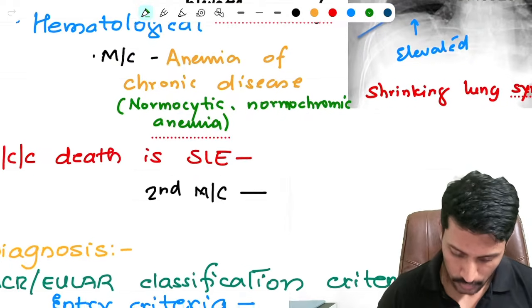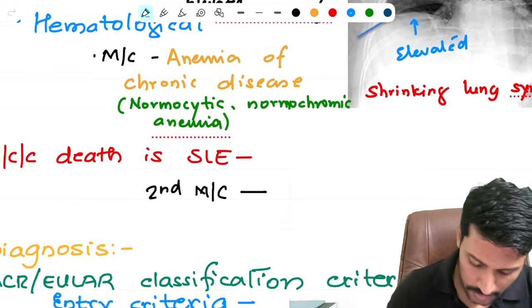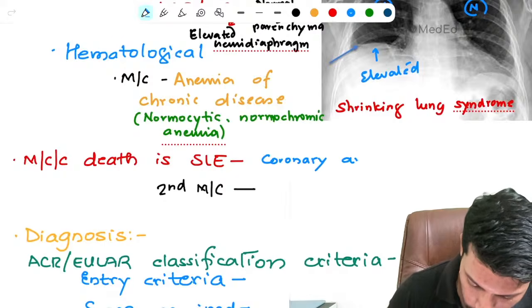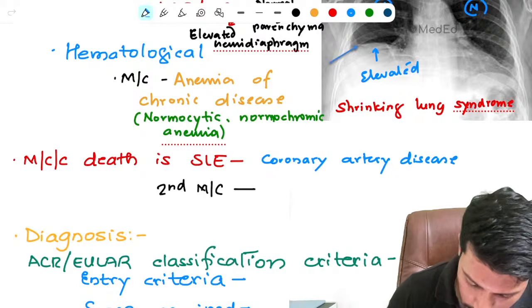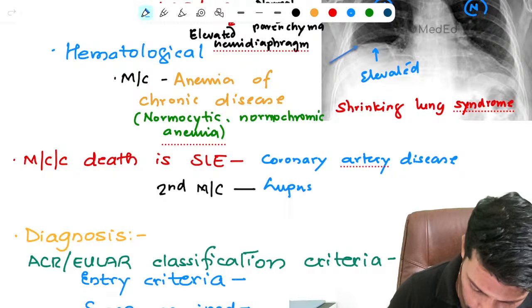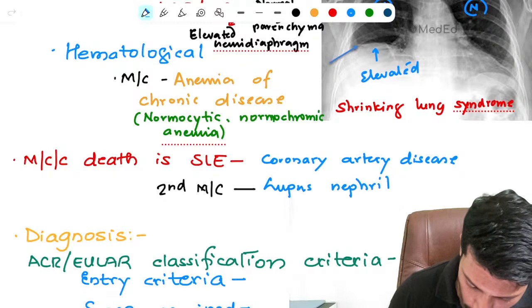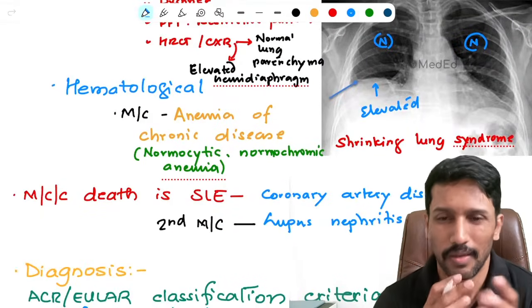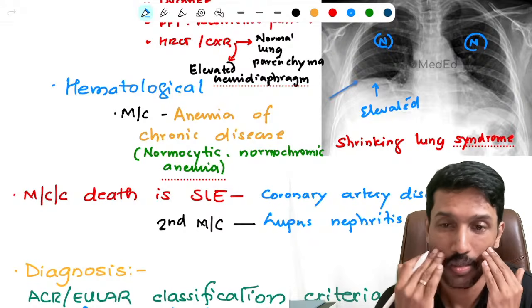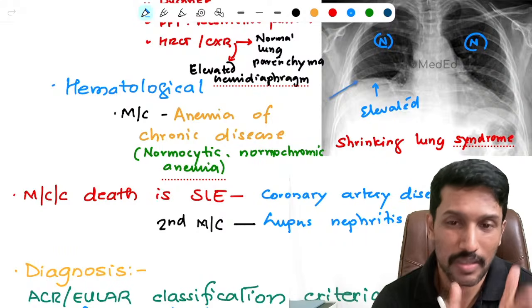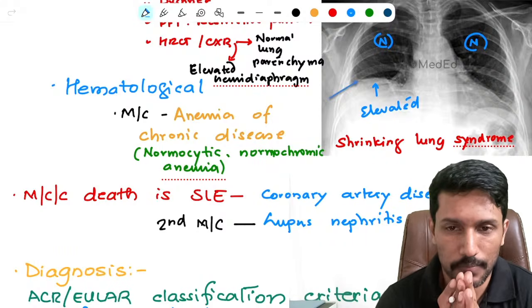Now, I've already told you the most common cause of death in SLE is coronary artery disease. And the second most common cause is lupus nephritis. So when someone presents to me with any of these clusters of symptoms like fever, polyarthritis, photosensitive malar rash, I'm already suspecting SLE, especially if it is a middle-aged female.